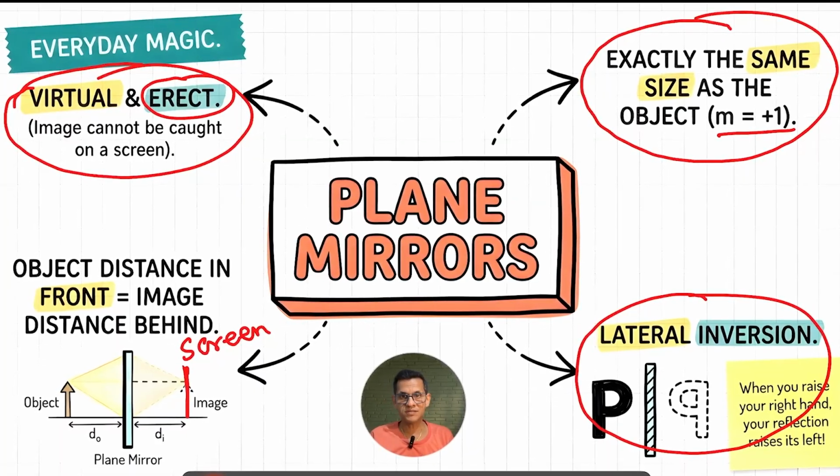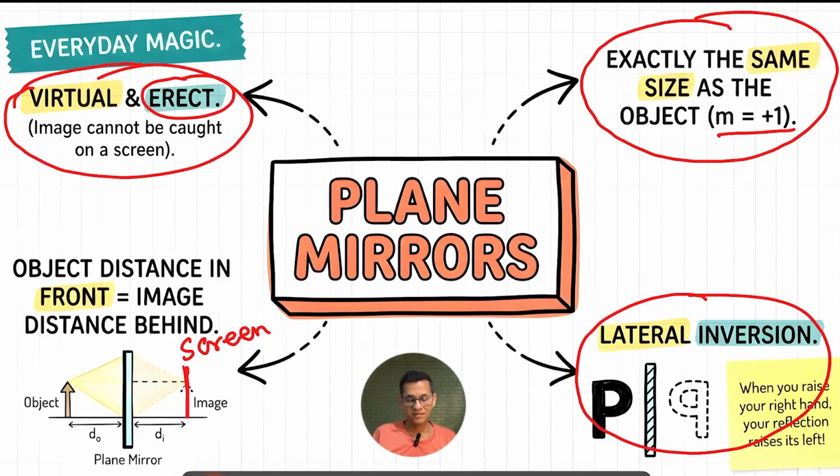That's why some letters, like say letter C or letter P, which I've shown here, look flipped in the mirror when we hold a book or those letters in front of the mirror. You must have also noticed that if you raise your left hand, the image actually raises the right hand, and so on. So this is called lateral inversion.